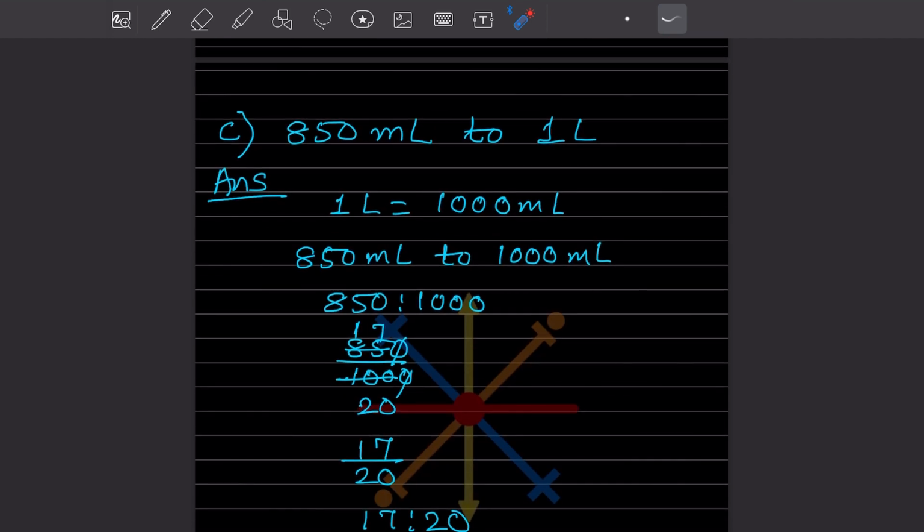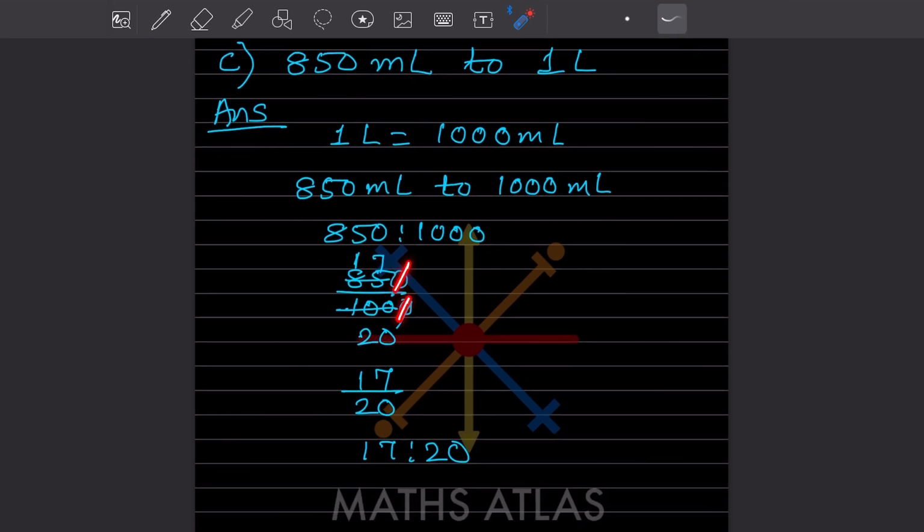Now this is 850 ml and this is 1 liter. So we will convert this because the liter is bigger. 1 liter is 1000 ml. So this is 850 and in place of this you are going to write 1000 ml. So again you are going to put the ratio sign here, and rest everything is the same. And here 850 divided by 1000. When you simplify this, the 0 and 0 get cut.